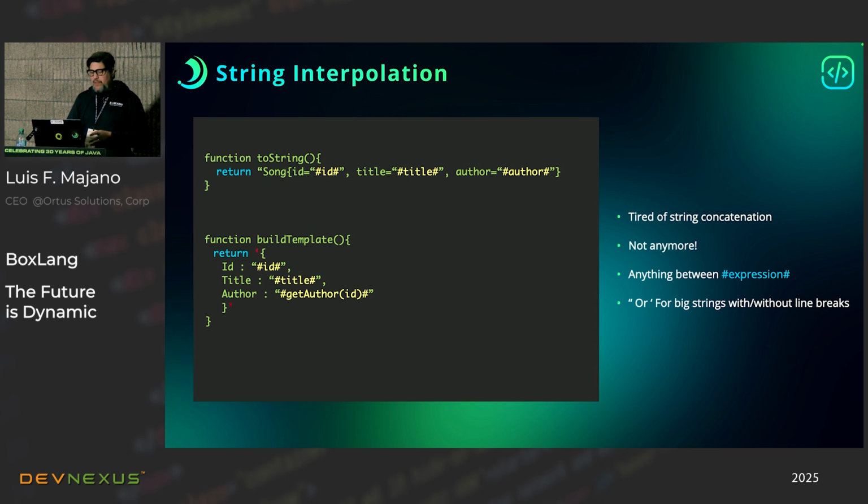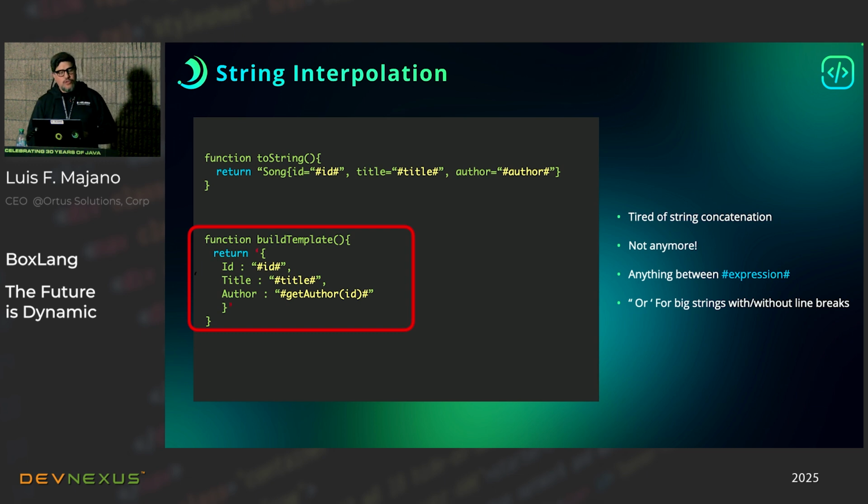You also have the ability to declare big strings. Java introduced that in JDK 17, I believe, the 3 quotes. For us, it can be a single quote or it can be a double quote. It doesn't really matter. And then whatever's inside of it will respect with or without line breaks. So you can just go ahead and create your big strings and we'll respect it as you write them, even with interpolation inside.